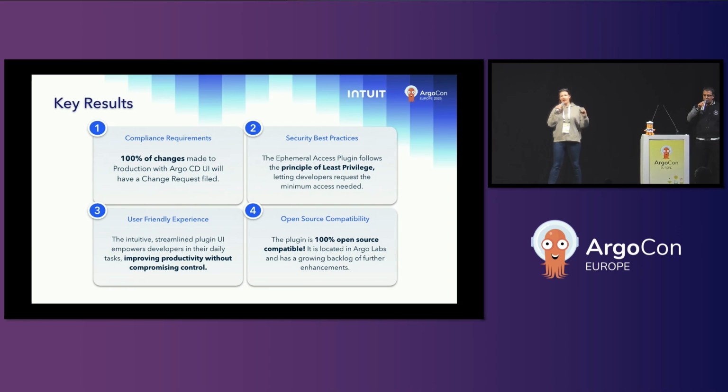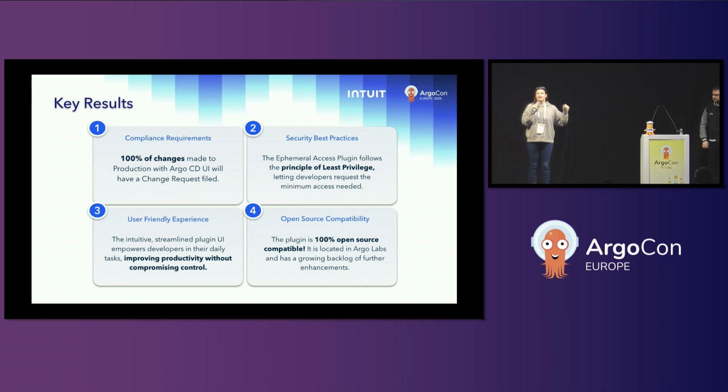All right, let's talk about the key results. We implemented this really cool thing. The demo looked beautiful. Leo was flawless as always. Now, what are the outcomes? What did we accomplish here? 100% of our changes made to production with the Argo CD UI now have a change request filed with them. That's huge from a compliance standpoint. We met that requirement. Check.